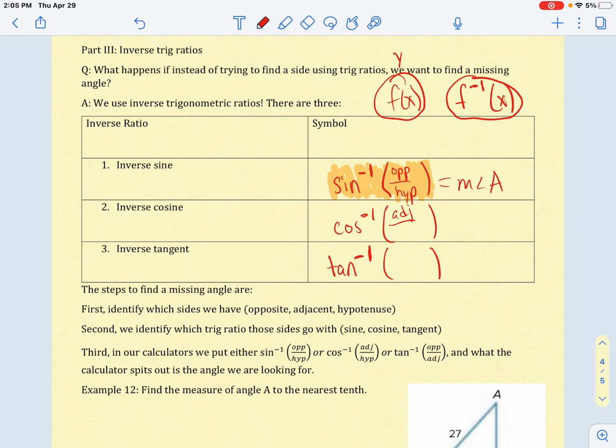So remember that for an inverse sine, we're going to use the opposite over hypotenuse ratio. The cosine, we use the adjacent over hypotenuse ratio. And tangent, we use the opposite over adjacent ratio. And again, all these are going to just spit out angles, right? So it doesn't matter what the name is, A, B, C. In the problems, it will matter because it'll specify which angle to find. So again, our goal is to find angles now instead of sides, okay?